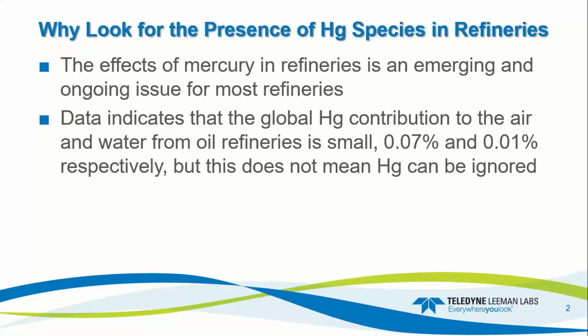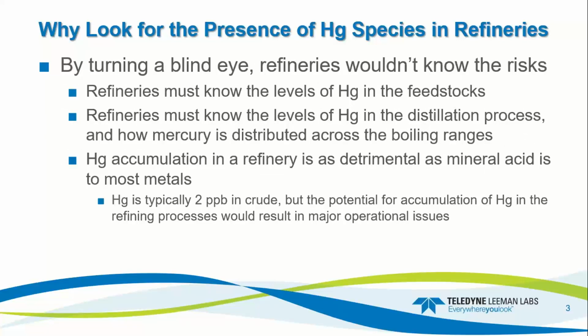The global data indicates that the contribution from mercury emitted from the refineries is quite low. Air is about 0.07% of the global pollution load emitted each year, and about 0.01% for the water. So it's pretty low on that aspect, but that doesn't mean that we can ignore mercury within the refineries itself. If we turn a blind eye, then the refineries wouldn't know the risk.